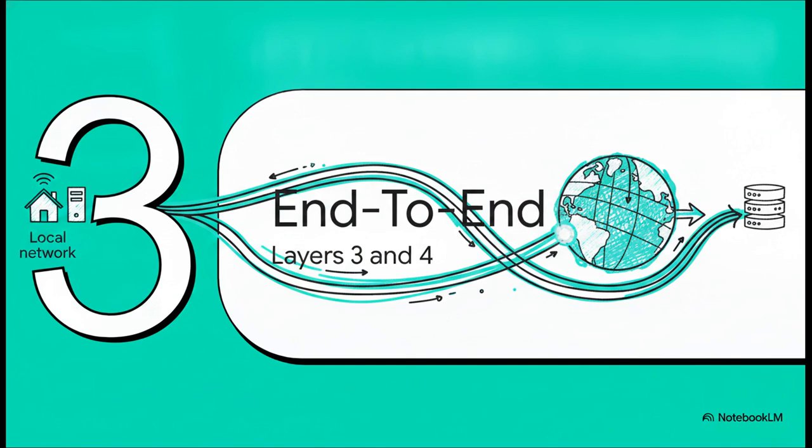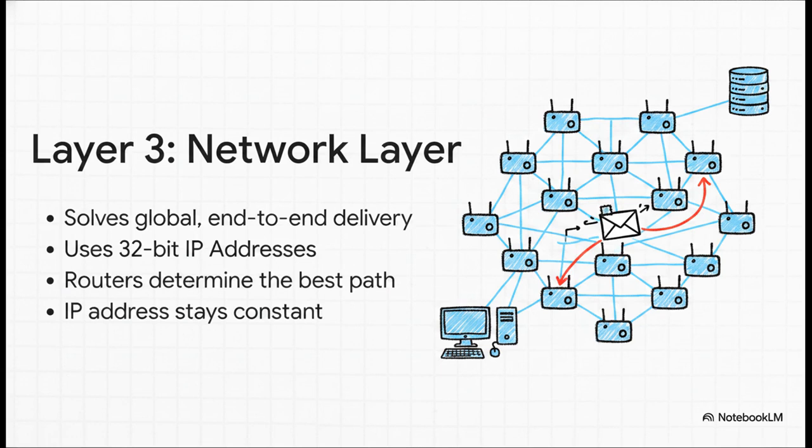Section 3. End-to-end delivery, layers 3 and 4. So once your data leaves your cozy home or office network, we need a way to route it across the wild global internet. Enter Layer 3, the network layer. Layer 3 basically acts like the global postal service of the internet. It relies on routers and those 32-bit IP addresses we just talked about to make sure your packet finds its final destination, jumping across all sorts of different networks. Whenever you type in a website, it's Layer 3 that's navigating the giant maze of global routers to find the absolute best path for your data.